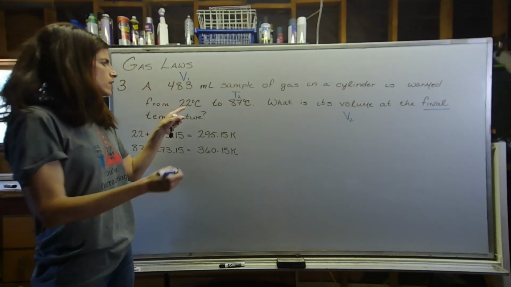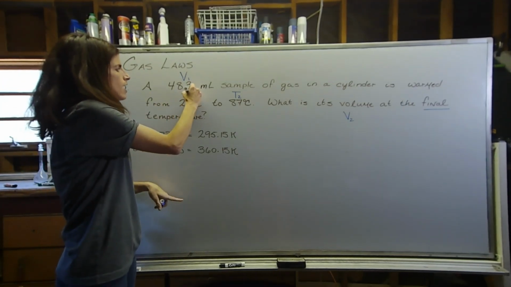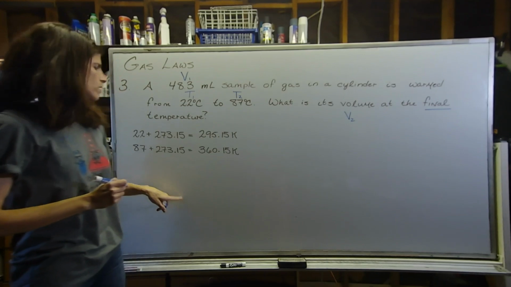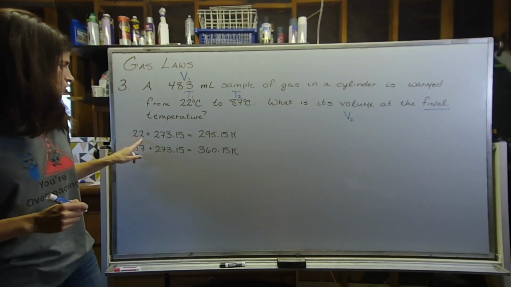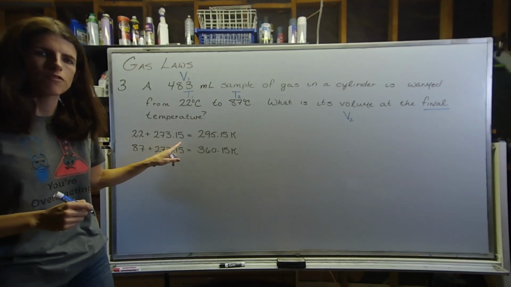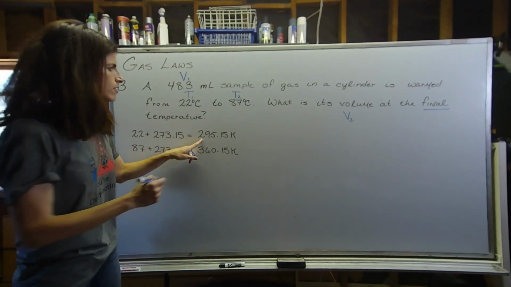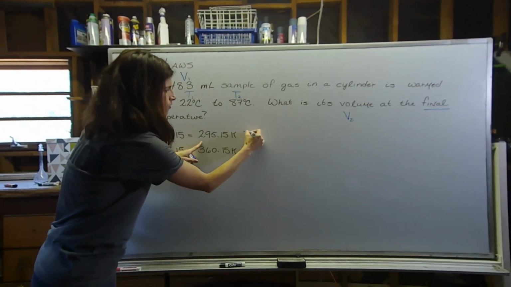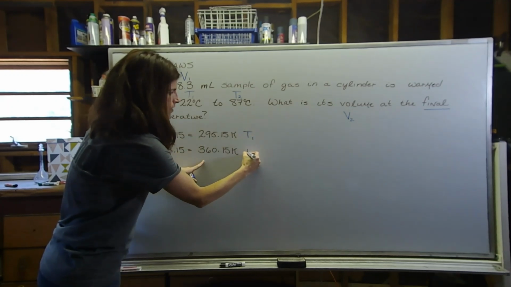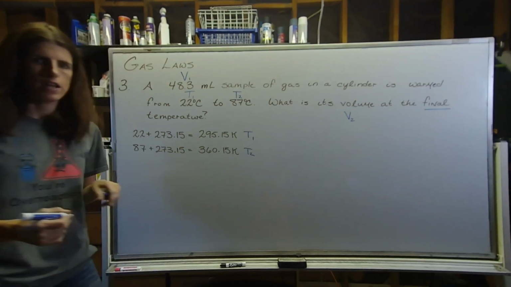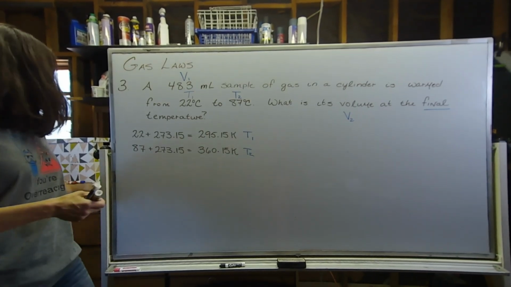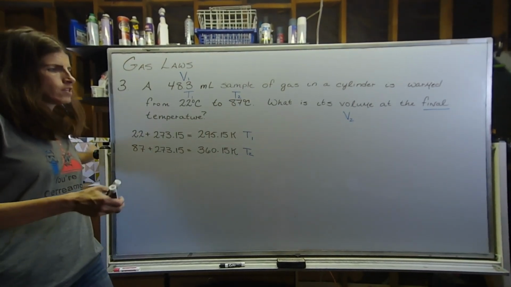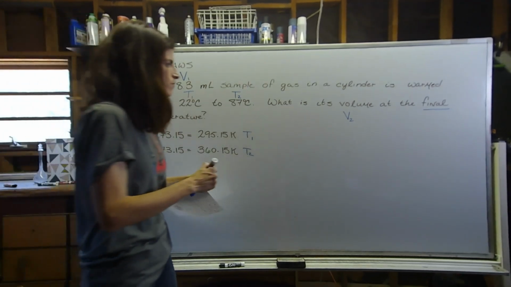So initially, or at first, it had a temperature of 22 degrees Celsius. So what I did here was I did 22 plus 273.15, and now I have T1 in Kelvin, and this is T2 in Kelvin as well. We're going to use the formula V1 over T1 equals V2 over T2.